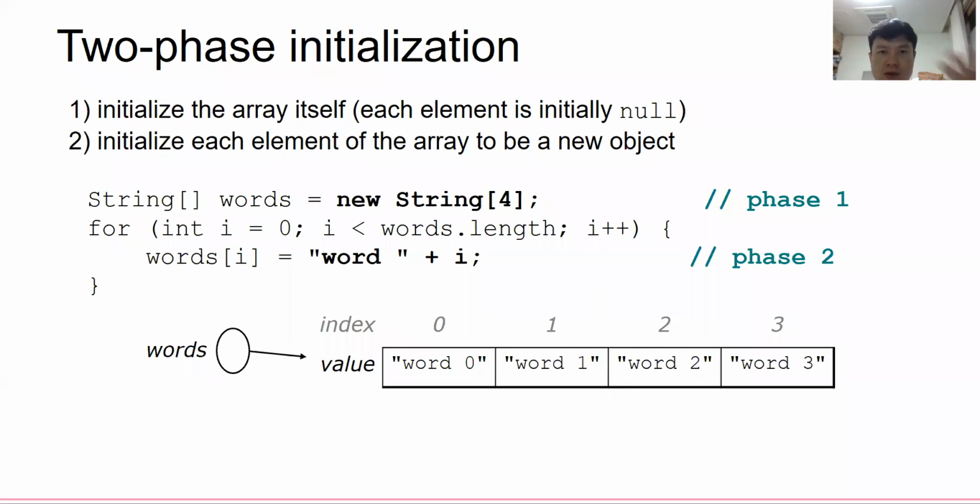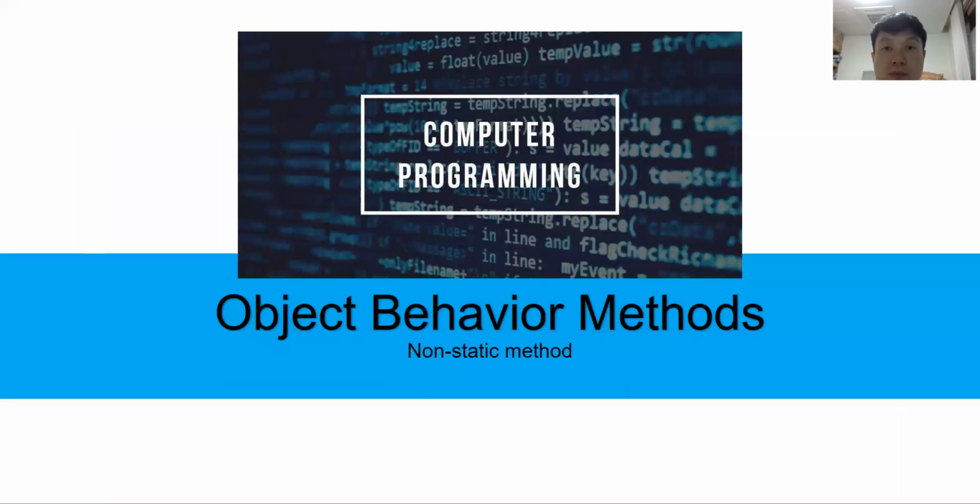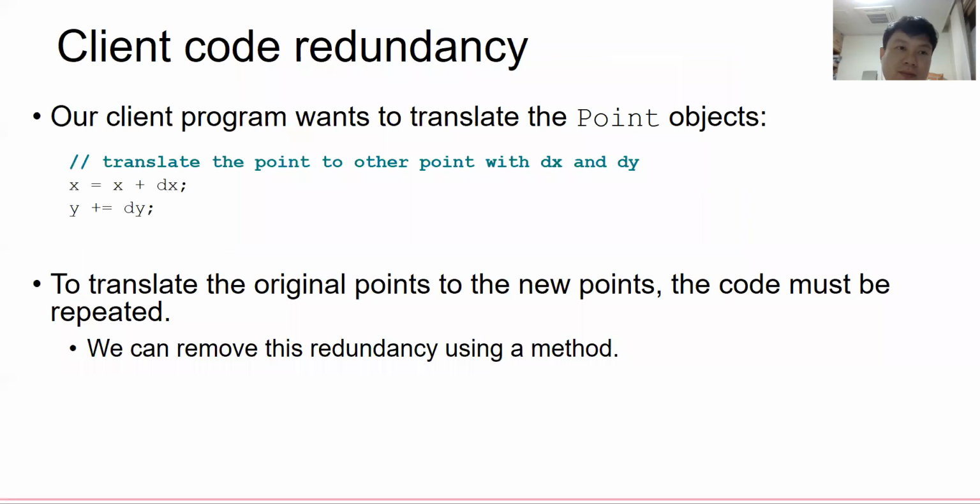In the first part of object-oriented programming, you learned about the data members. Now we are going to learn about methods, specifically non-static methods. Be careful. You already learned how to make a static method, and now it is a non-static method.